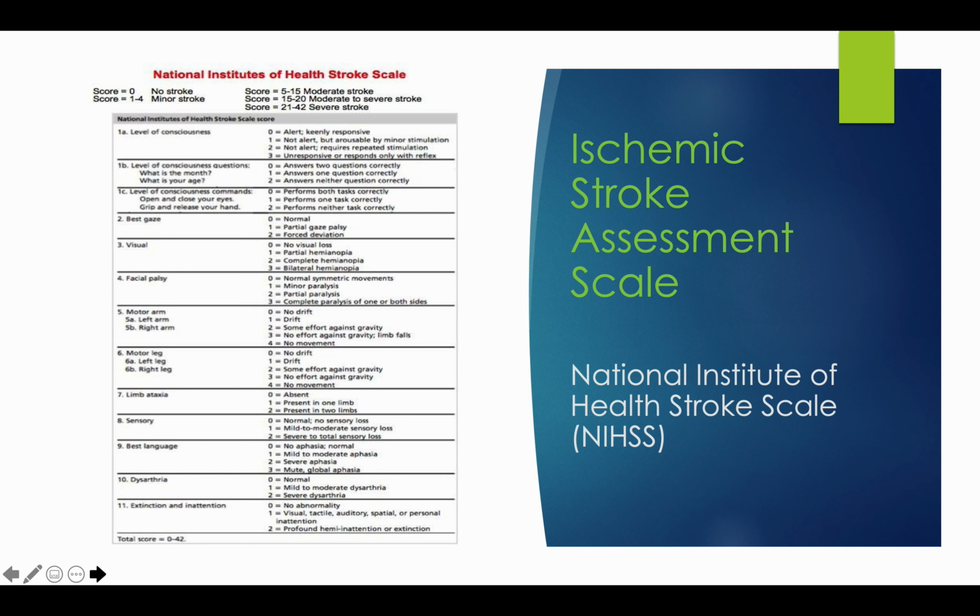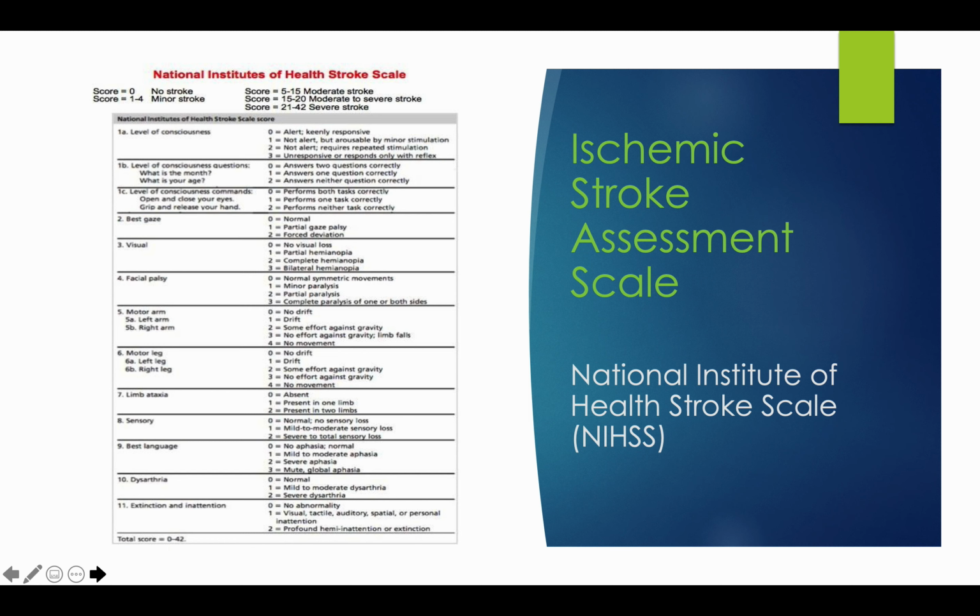You're assessing their level of consciousness questions. What month is it? What's your age, your name, what your location is. If the patient is able to answer 2 questions correctly, they receive a 0. If they answer only 1 question correctly, they receive a 1. If the patient answers neither question correctly, they receive a 2. And that would be if a patient is intubated or if they're completely globally aphasic. And you're assessing the patient at the best optimal opportunity or their best effort that they're giving towards you. And don't change your initial response.